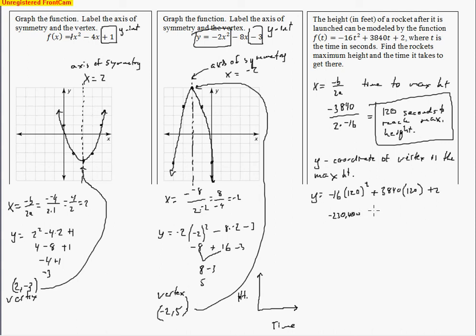230,400. And then here, this should be double it, and it is. It's 460,800, and then plus the 2. So when I subtract these two, I end up getting 230,400 plus the 2, which gives me a total of 230,402. And that is in feet, the maximum height, the max height.